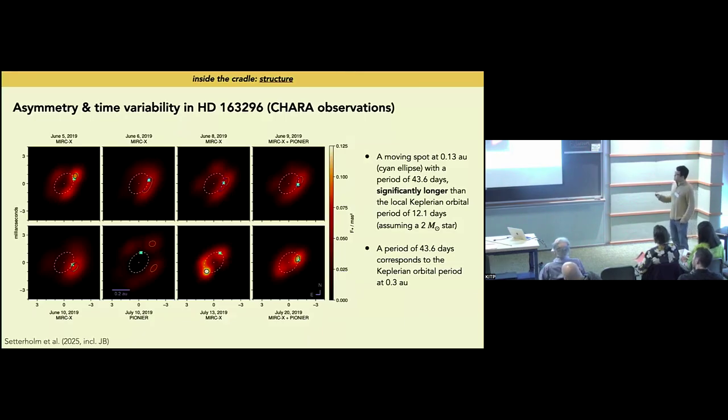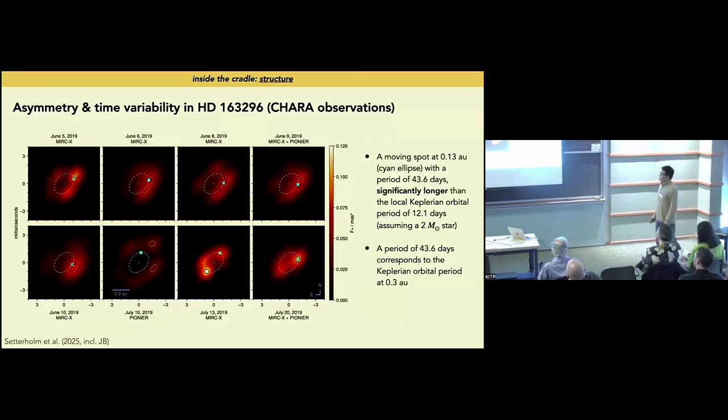And it's significantly longer than the local Keplerian orbit because we know the distance, because we know the stellar mass, we can determine the Keplerian speed, and the Keplerian period is only 12 days. So it's significantly longer than the Keplerian orbit. And if you were to find the location in the disk where you have a 43 days orbital period, it has to be 0.3 AU. So much beyond this, where this rim and this bright spot is located, okay?